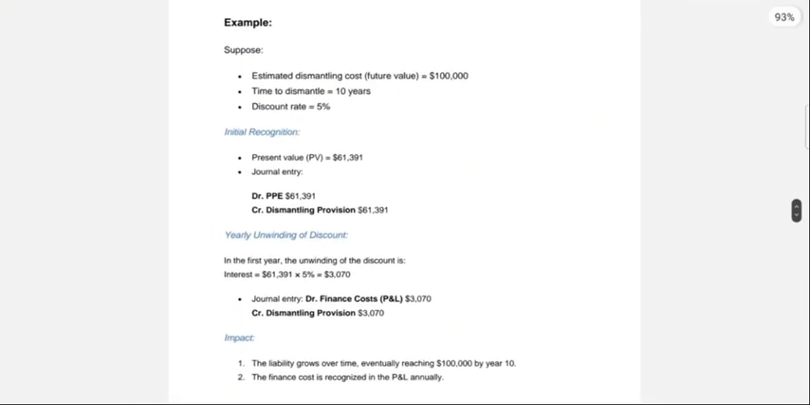Now let's look at this example to further understand. Let's say the estimated dismantling cost in the future value is 100,000 and the time to dismantle is 10 years. Because it's a non-current asset, we would not expect the dismantling cost to occur in 1 year. We would expect it to happen maybe in 5, 10, or 20 years. The discount rate is 5%. What should be the initial recognition?